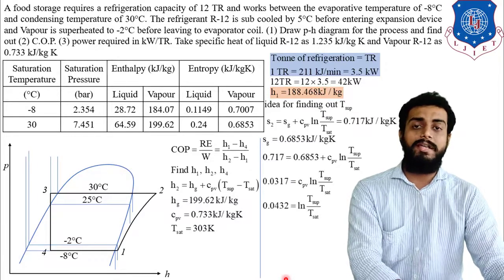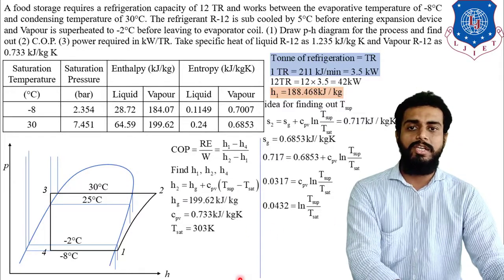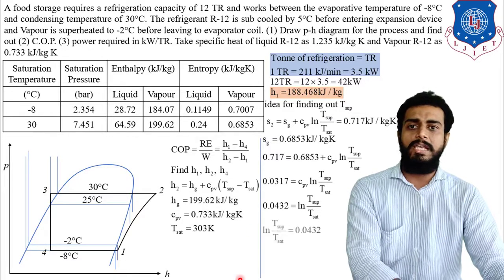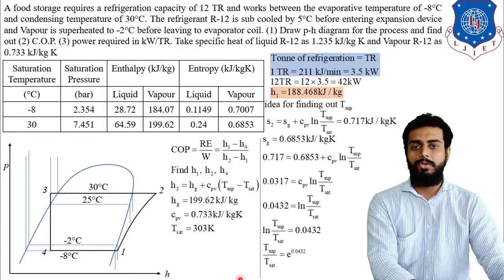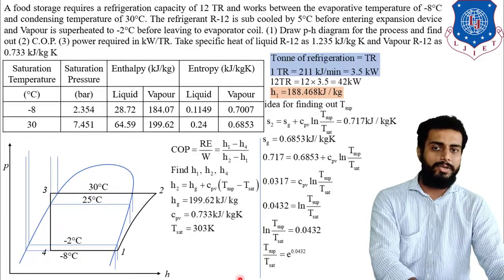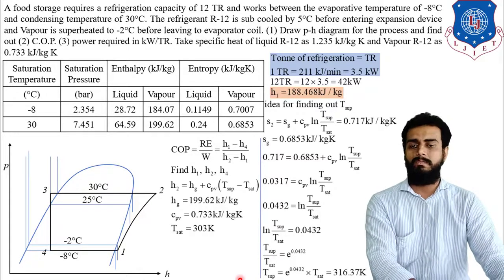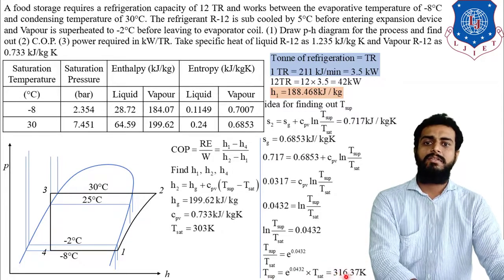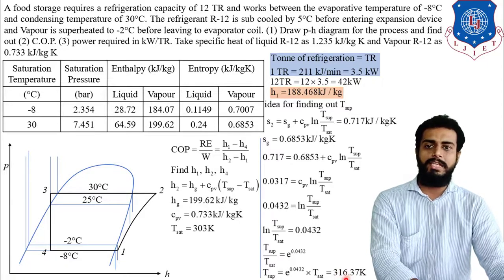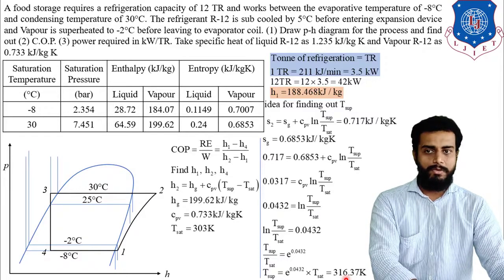Now here, see, 0.0432 is equal to ln T superheated by T saturated. This can also be written as e raised to the power of 0.0432 is equal to T superheated by T saturated. So you can make T superheated the subject. You will have the final answer of T superheated as 316.37 Kelvin. Because T saturated is already given, students, that is 303 Kelvin. Okay, so T superheated is found.